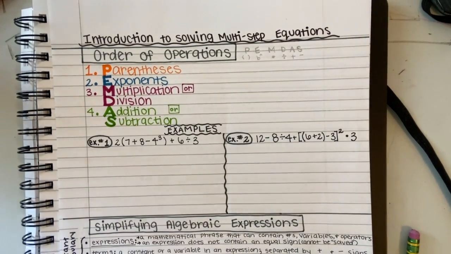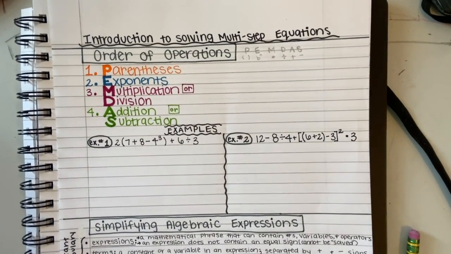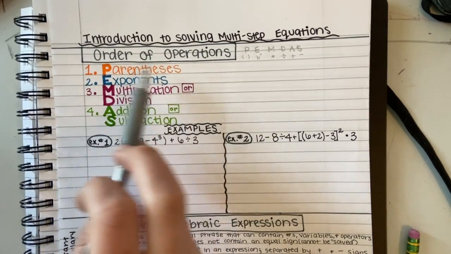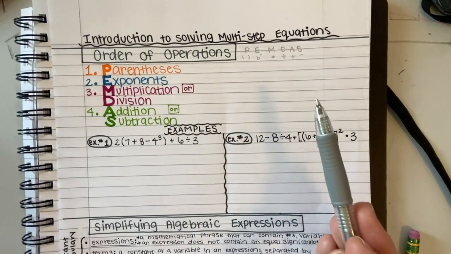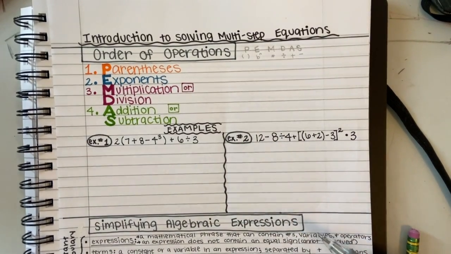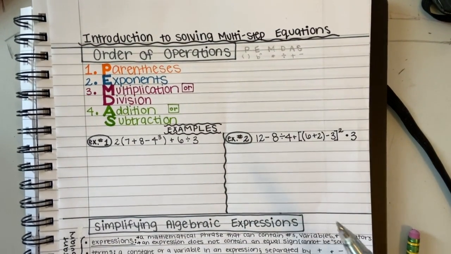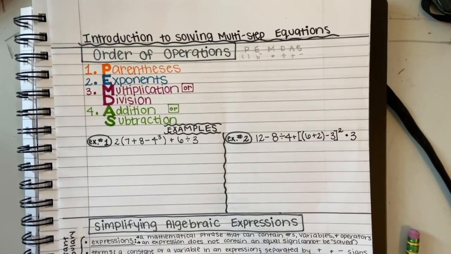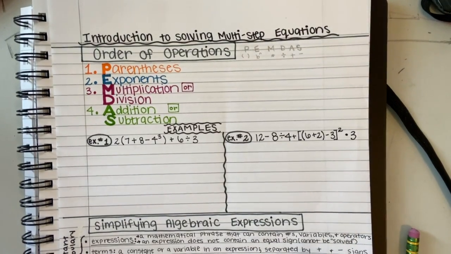The foundational skills for solving multi-step equations include knowing how to solve one- and two-step equations. But before that, we also need to remember how to perform the order of operations and follow it always when we're doing math, and how to simplify algebraic expressions. Without these skills, we don't have the skills to work through one-, two-, and multi-step equations. So what we're going to look at first is the order of operations.